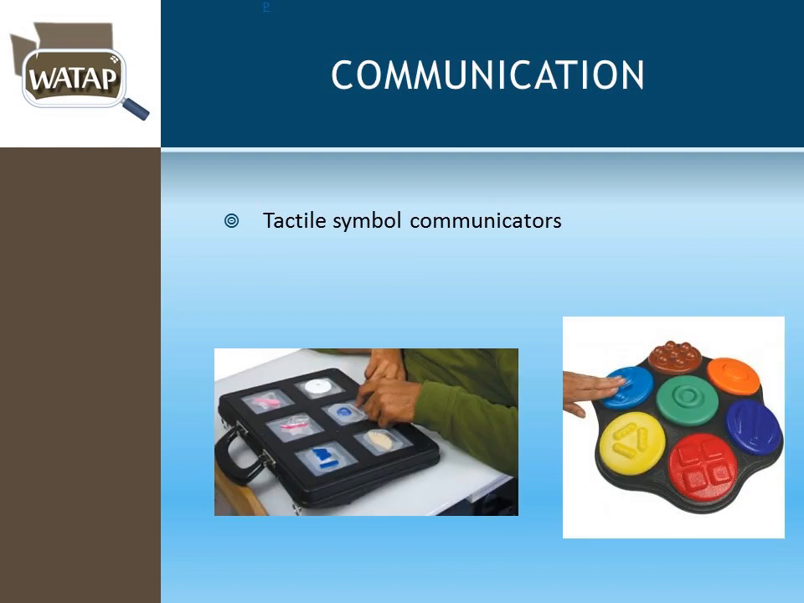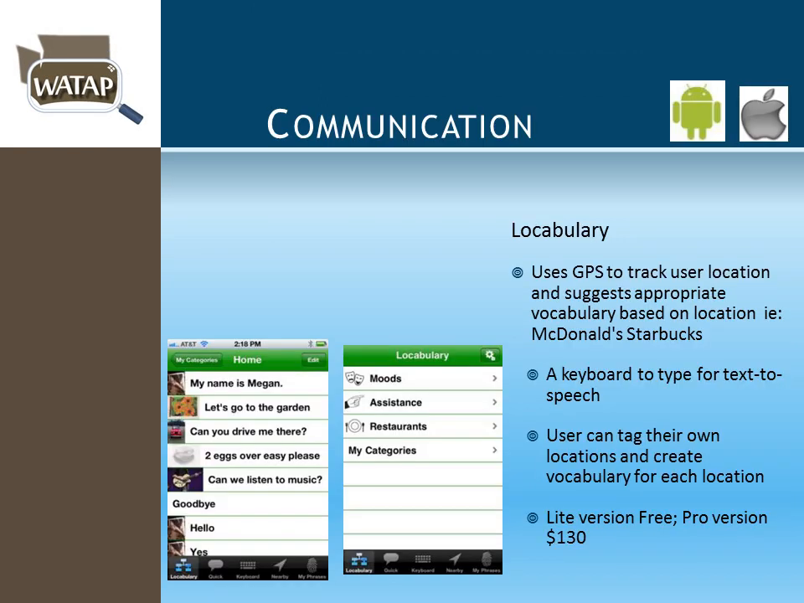As far as speech generating devices, we also have some tactile symbol communicators, and these are for individuals who have vision impairments. These are devices where you record the message, and then the individual with vision impairments is going to feel the tactile cell that's representative of that recorded message. So again, if that is something your students need, we do have these in our device lending library.